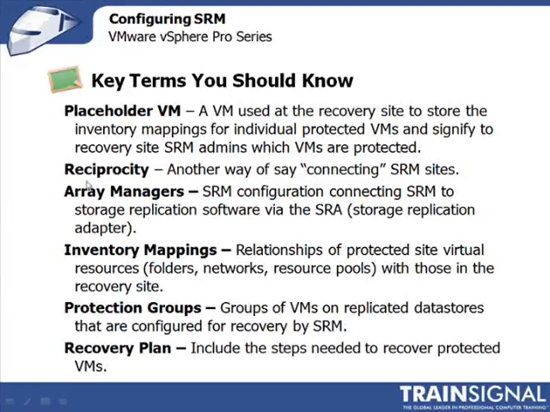The second term is reciprocity. This is another way of saying connecting of SRM sites, or the pairing of a protected site with a recovery site. The third is array managers. This is the SRM configuration connecting SRM to the storage replication software via the SRA, or storage replication adapter. This is the array manager. Inventory mappings are the relationships of protected site virtual resources, such as folders, networks, and resource pools, with those at the recovery site.